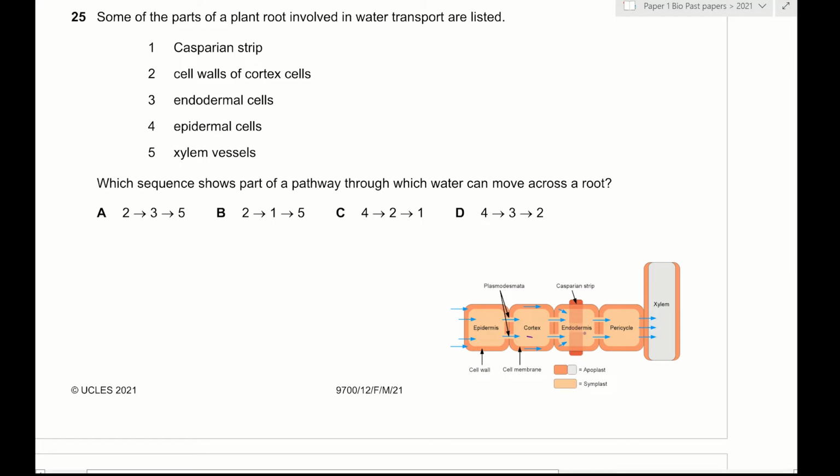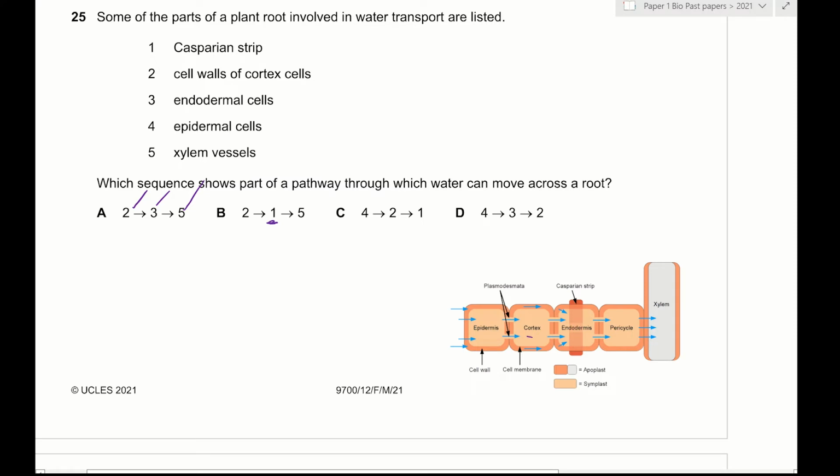It passes through the endodermis. And 5, xylem vessels. After it passed through the cortex and the endodermis, it enters the xylem. So this is correct. Let's see the other suggestions and I'll explain why they are incorrect. 2, 1, and 5. So it's a common misconception, many people put 1. The reason for this is we know that the Casparian strip is actually on the endodermal cell, but the Casparian strip actually blocks the apoplast pathway, so not allowing the water to enter through it. So this is incorrect, and this was a common misconception.